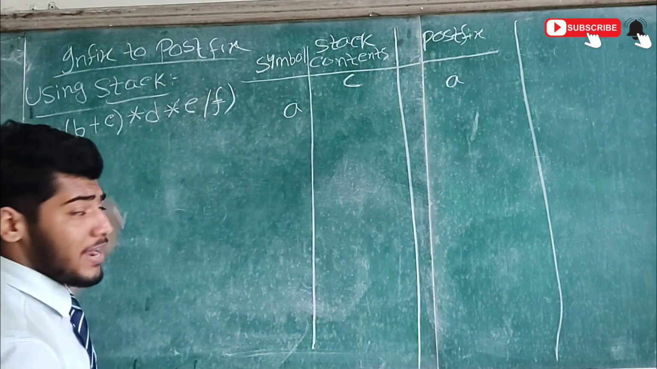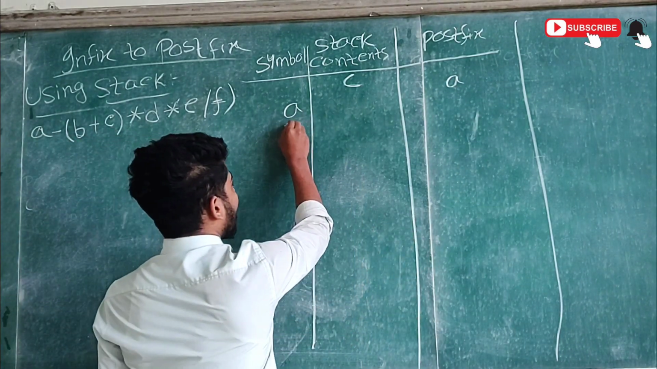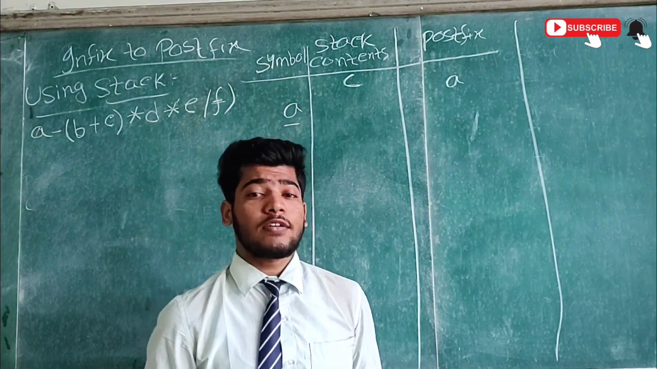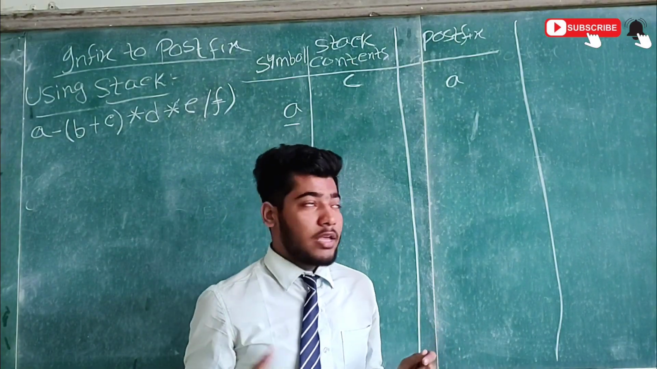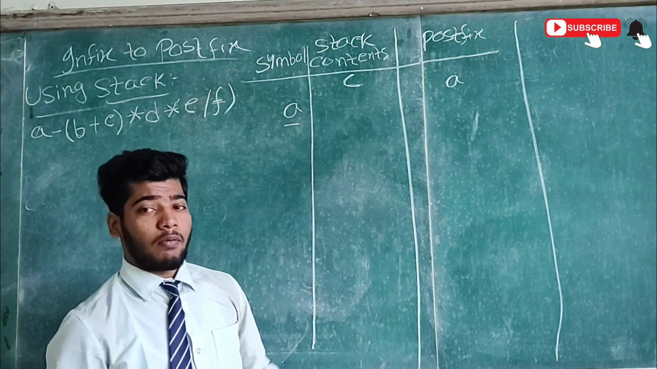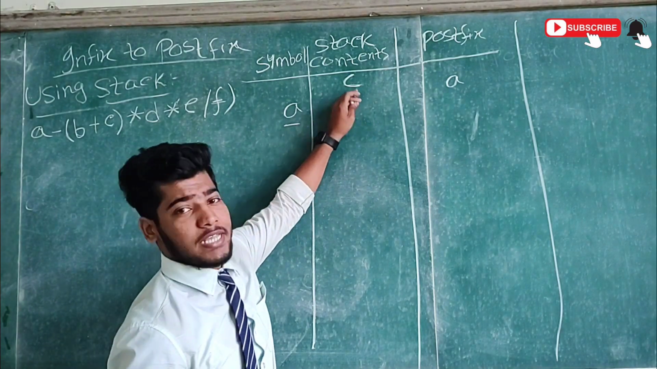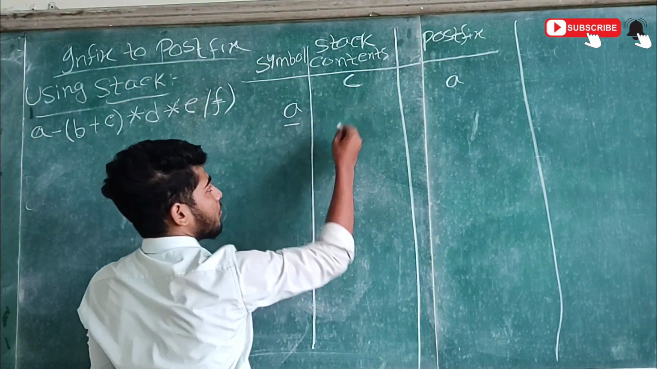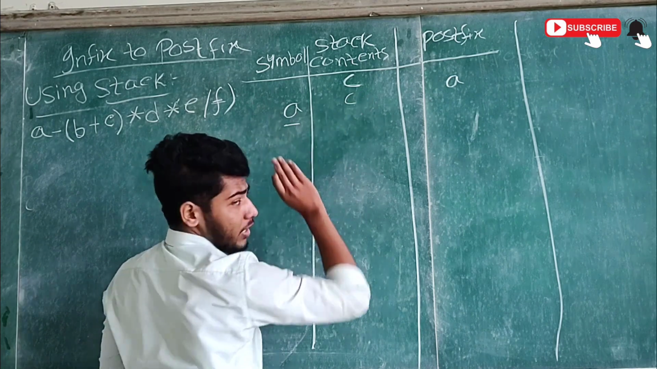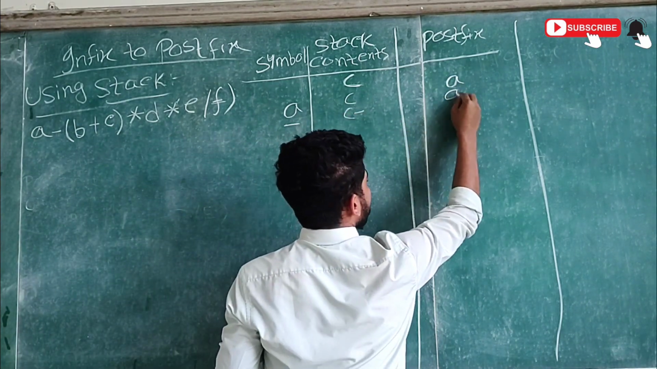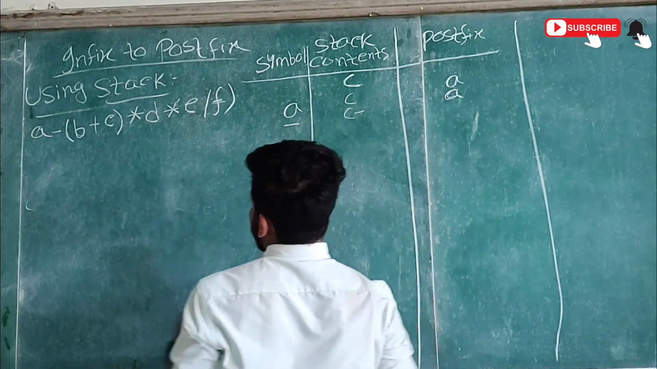Next symbol is minus. Is minus an operator or operand? Minus is an operator. So what is the condition? If the symbol is an operator, then check the precedence of the top operator on the stack with the scanned operator. But there is no operator present, so we directly add it to the stack, and A will remain as it is.